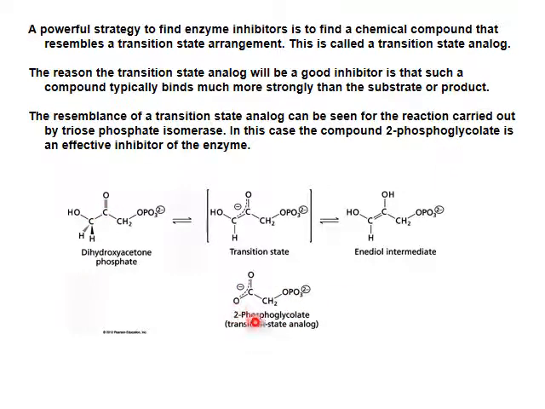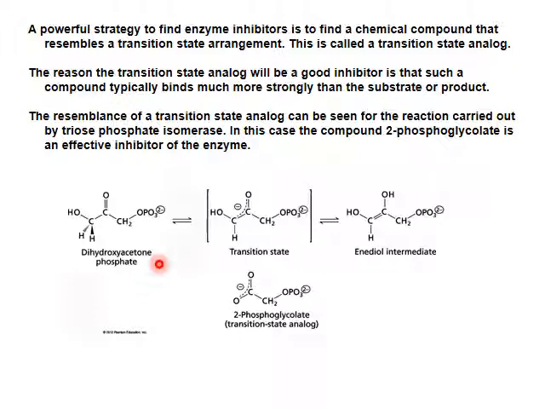So it would mimic the transition state, and since it has structural features by nature similar to the substrate, it would bind to the enzyme active site and bind so strongly, much more so than the substrate, because it has this extra negative charge on this end of the molecule that's lacking here, that it would cause the enzyme to be inactive because it would be occupying the space the dihydroxyacetone phosphate would normally bind. So it would inhibit the enzyme.